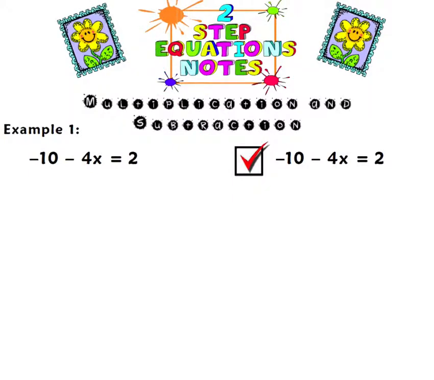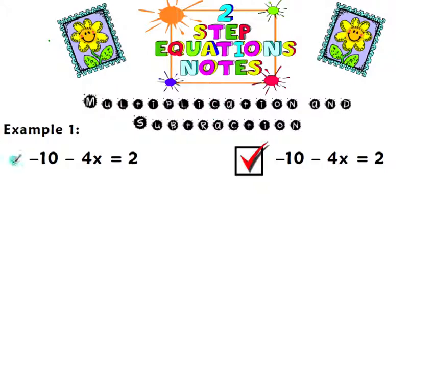Today we are continuing our work with two-step equations, focusing on multiplication and subtraction today. So we are going to apply what we have previously worked with the multiplication and addition equations, and this time we are just going to be working with subtraction as well.